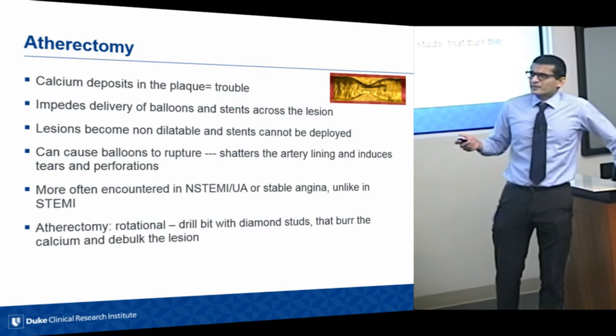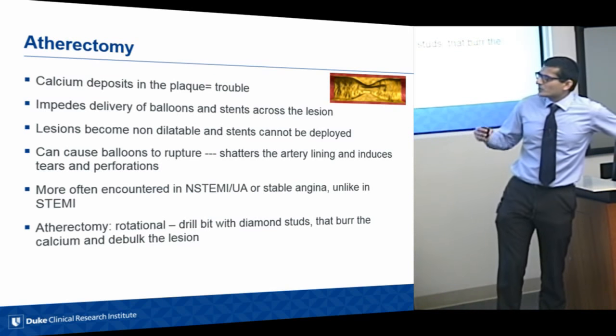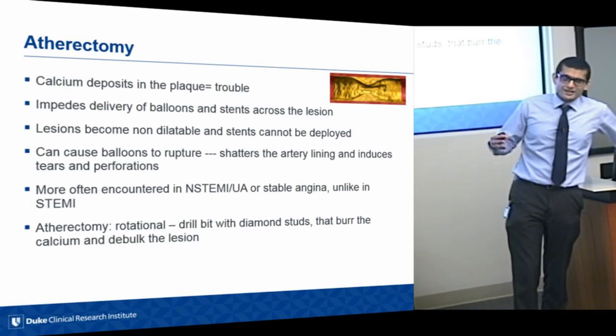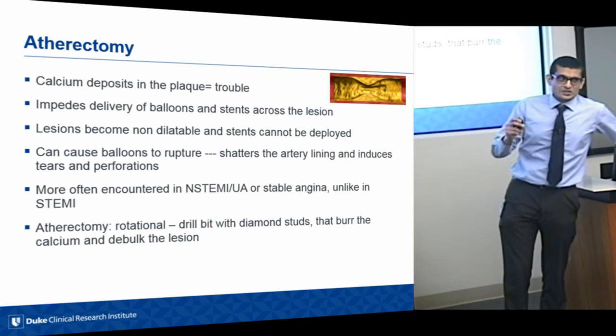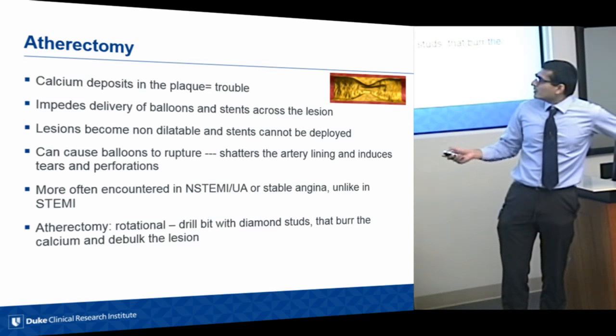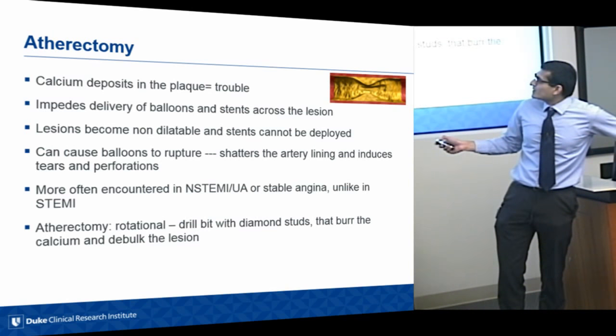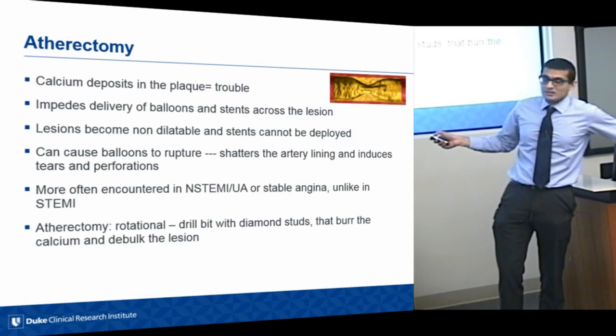Atherectomy, and this is usually not in the setting of STEMI, but when we find calcium deposits in the plaque, that's usually trouble because it really impedes the delivery of balloon and stents across the lesion. And even if we can get a balloon across the lesion, the balloon is non-dilatable, so you can see this hourglass kind of appearance. And so we don't want to deploy a stent in a lesion that looks like this, because the stent's going to look exactly like this. And the stent's going to either thrombose here or restenose within a very short time.